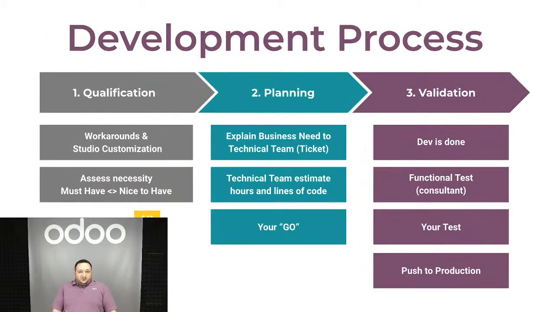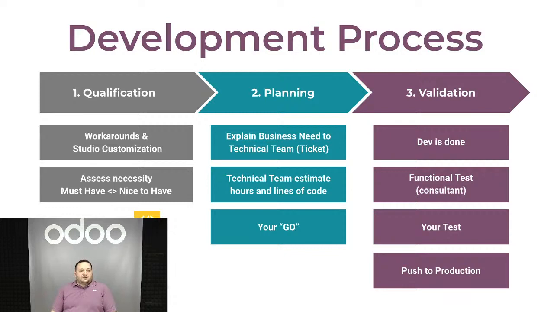So for the development process, we try to defer and postpone customizations and developments till the end. But let's say something is very important, we would look first into doing workarounds and Studio customization to avoid development. And then we assess if it's a must-have for their business or a nice-to-have. So if it's a must-have, we will include it in the initial implementation. But if it's a nice-to-have thing, we'll push it to a later stage, as I said before.